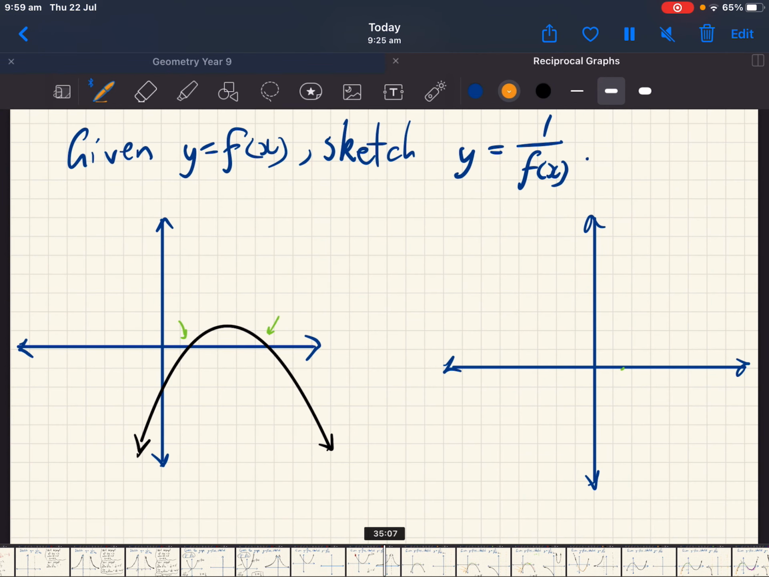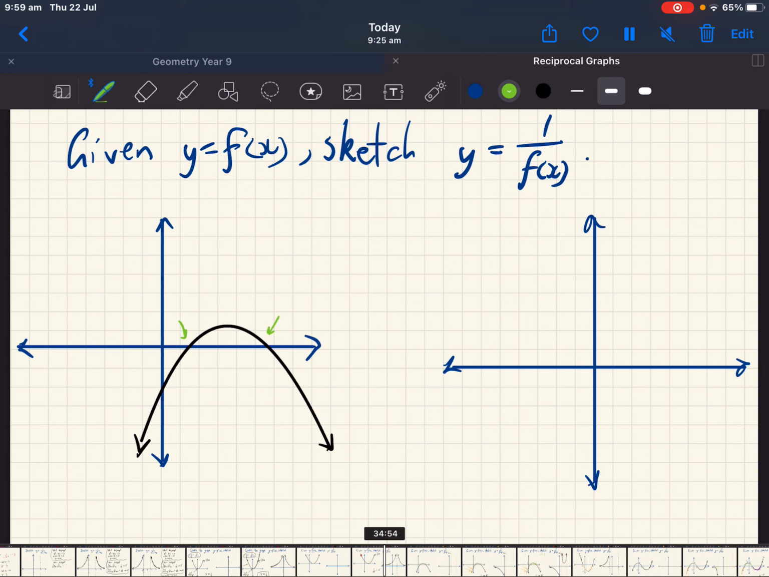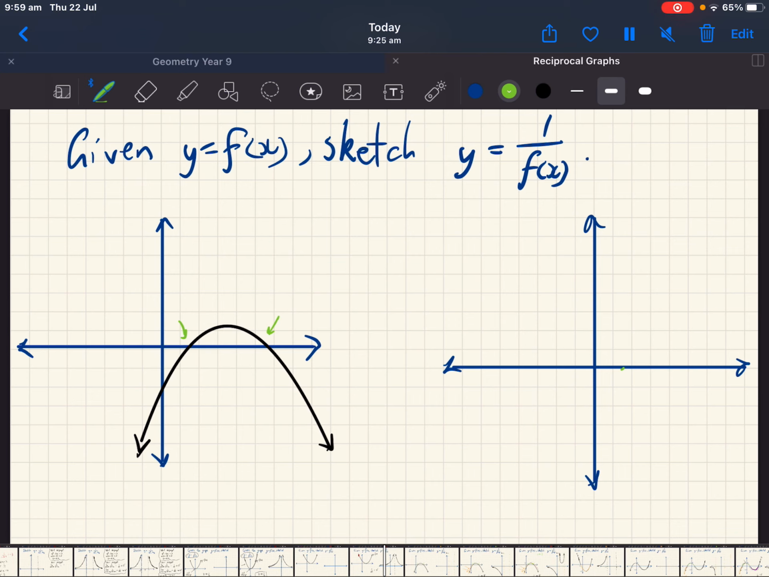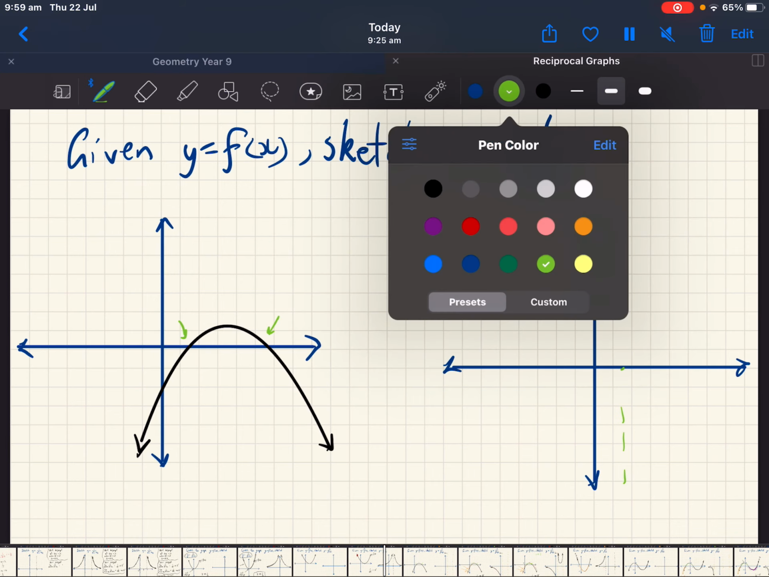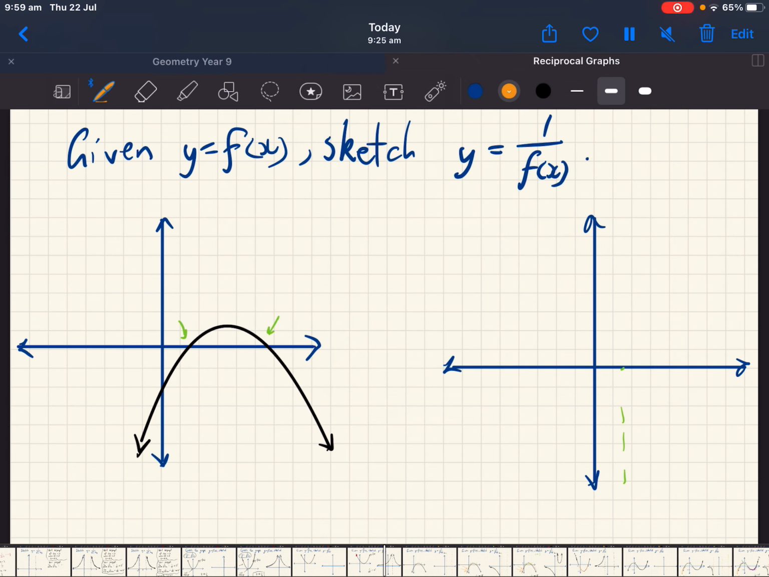Alright, let's get straight into the next one. Okay, so here's our next one. We have 2 points where f of x is 0, which means we're going to have 2 vertical asymptotes.